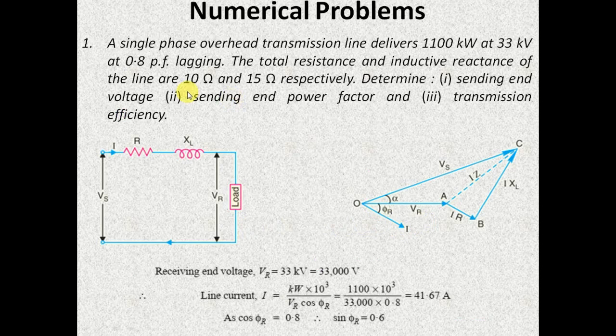From the power factor value, we will be able to get the value of phi r as cos inverse of 0.8. So after knowing the values of phi r and alpha, we can easily find the angle between Vs and I. Once the angle between Vs and I is determined, we can easily find the sending end power factor by taking cosine of this whole angle, that is the sum of phi r and alpha.